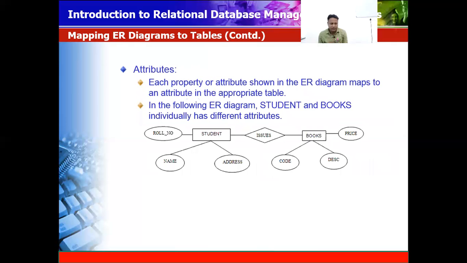Then comes the attribute. Each property or attribute shown in the ER diagram maps to an appropriate table.